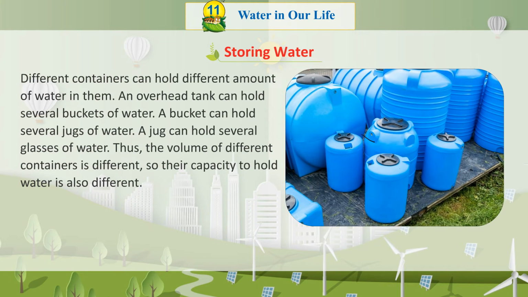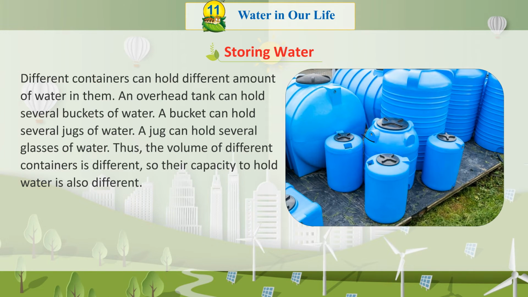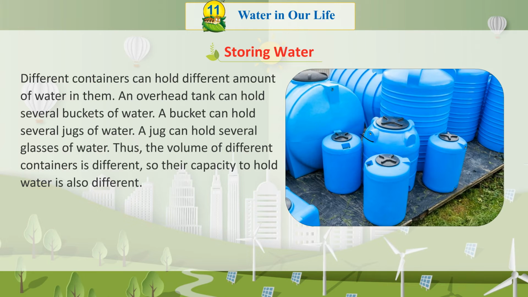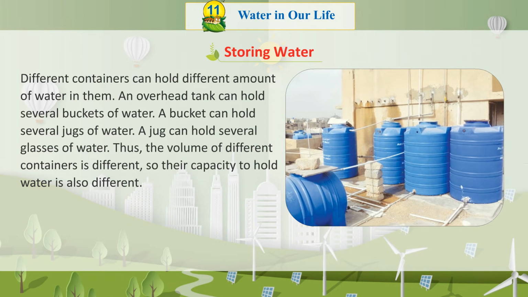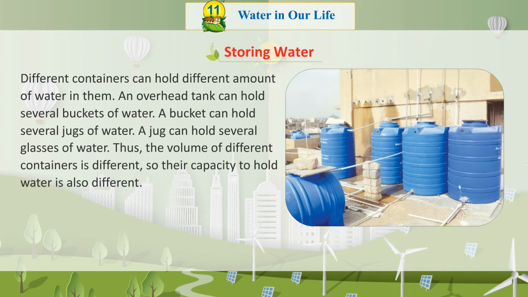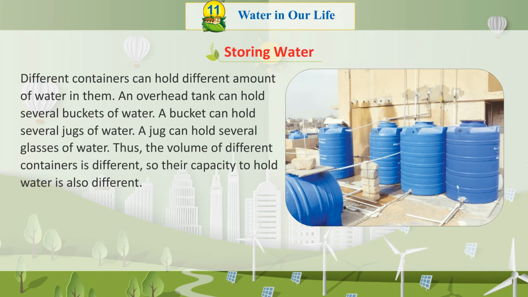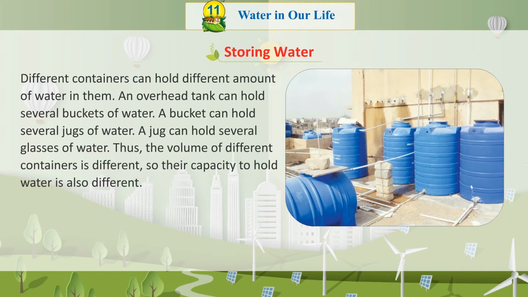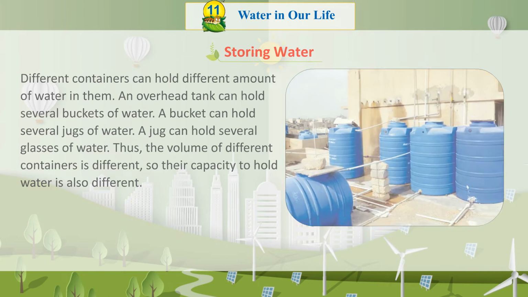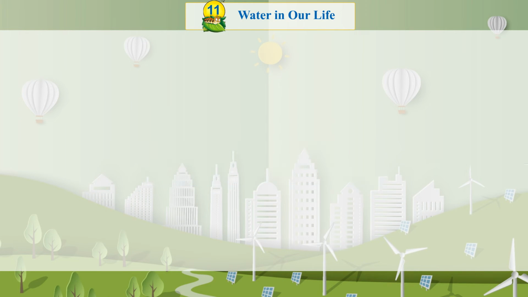Different containers can hold different amounts of water in them. An overhead tank can hold several buckets of water. A bucket can hold several jugs of water. A jug can hold several glasses of water. Thus, the volume of different containers is different. So their capacity to hold water is also different. Knowledge window. Much more fresh water is stored under the ground in aquifers than on the earth's surface.